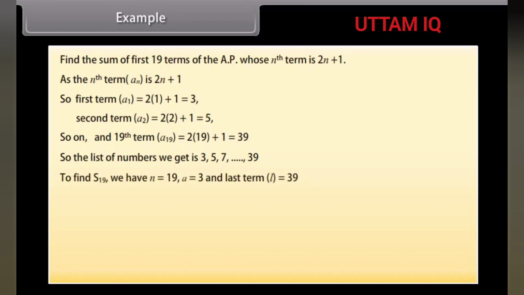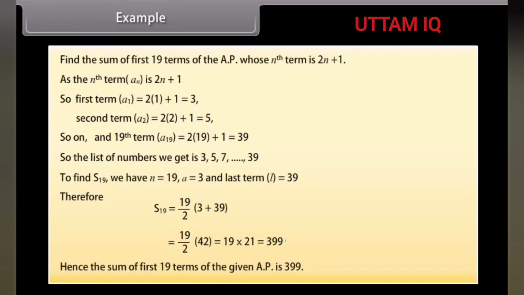Now to find S_19, we have n as 19, a as 3, and l as 39. Therefore, S_19 is equal to 19 upon 2 into (3 plus 39). This is equal to 19 upon 2 into 42, which equals 19 into 21, which is equal to 399. Hence, the sum of first 19 terms of the given AP is 399.